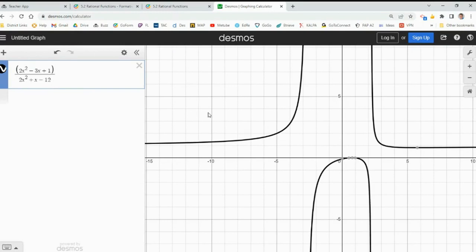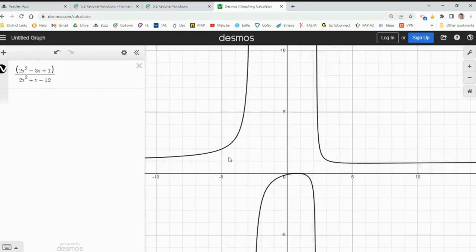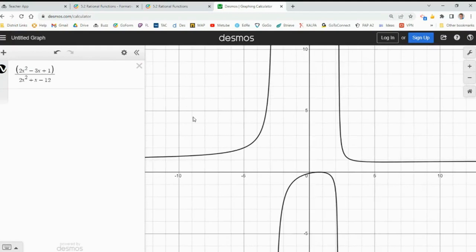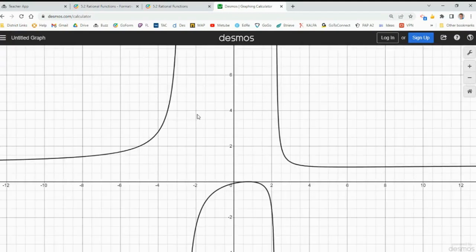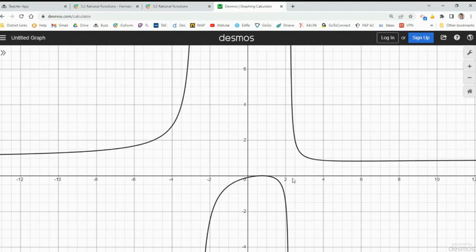Okay, now let's compare this. That's a rather tricky looking graph. Let's open this up where we can see it a little better. All right, we said we had two x-intercepts. One's at 1/2, there it is, (1/2, 0). And the other one's at 1. So there's our two x-intercepts.